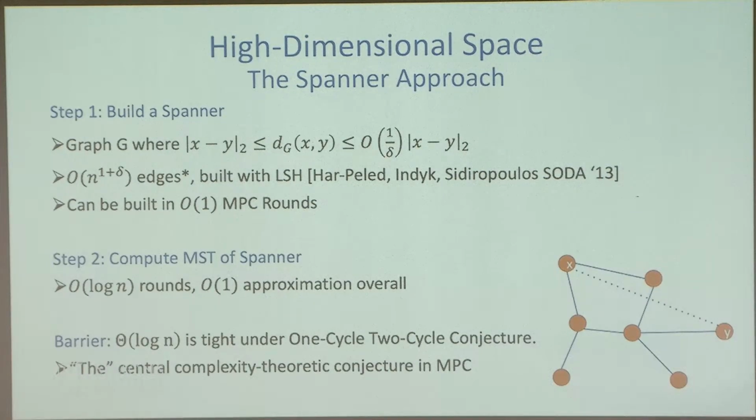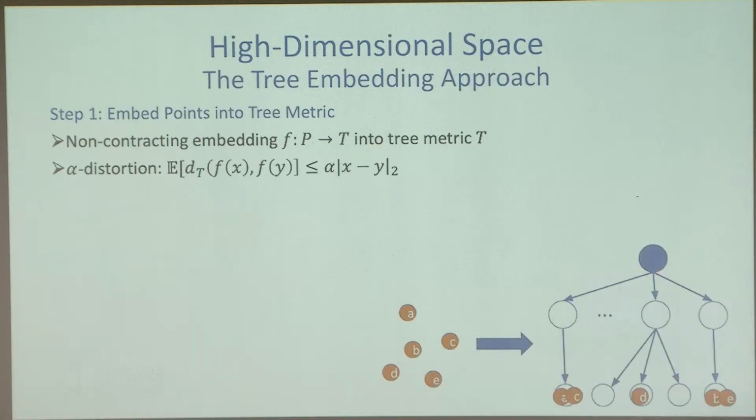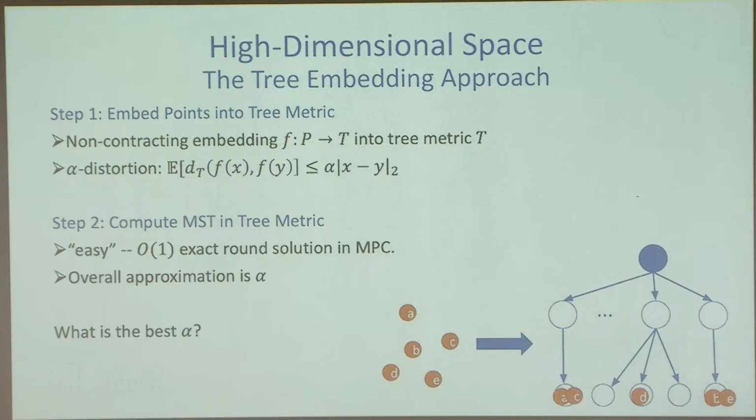Okay, so this is the spanner-based approach. Another type of approach is the tree embedding approach. The idea is that we want to embed the original Euclidean data points into a tree, such that for any pair of points, their distance over the tree is a good approximation of their original Euclidean distance. Once we have the tree, this automatically gives you a spanning tree. Then the approximation ratio is the distortion of this tree embedding.